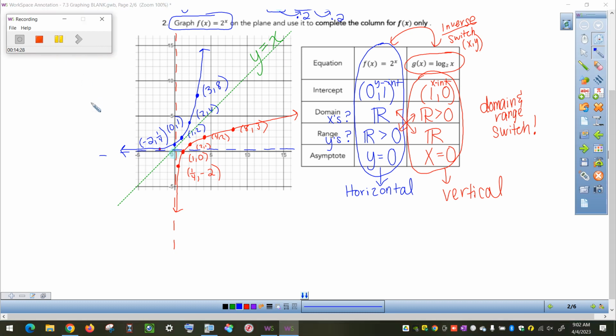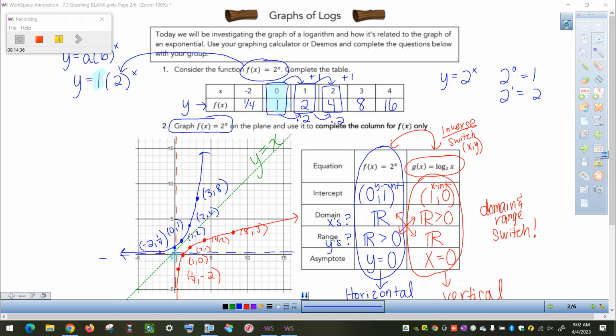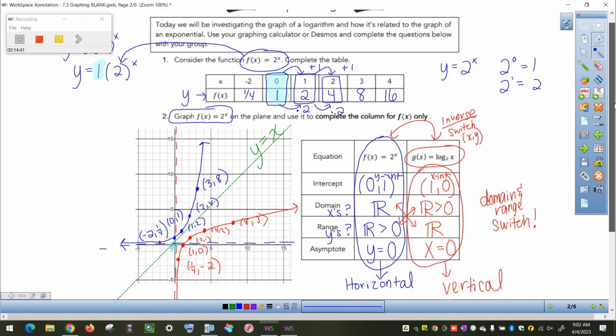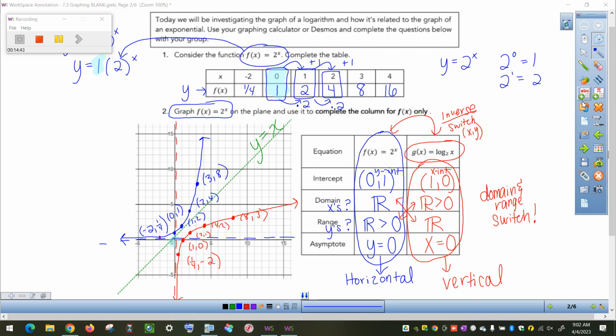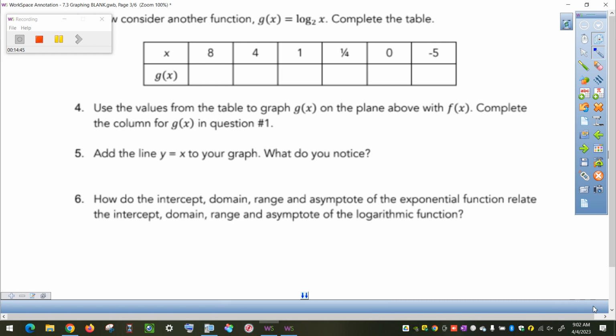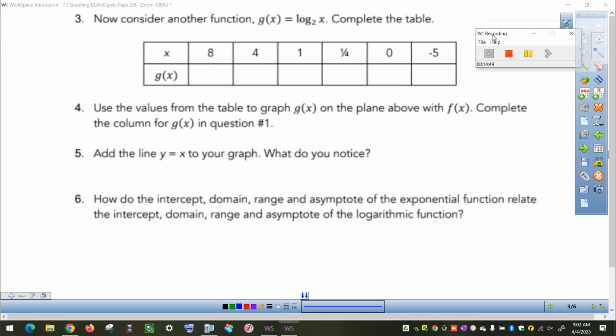The part that we can take a look at filling in is question number 3. So we started by doing a table for 2 to the x. We did that at the start. And in question 3, we're looking at how we could fill in a table for g of x, log base 2. And so we have talked about some of these ordered pairs already on the graph when we were just thinking about switching the x's and the y's.